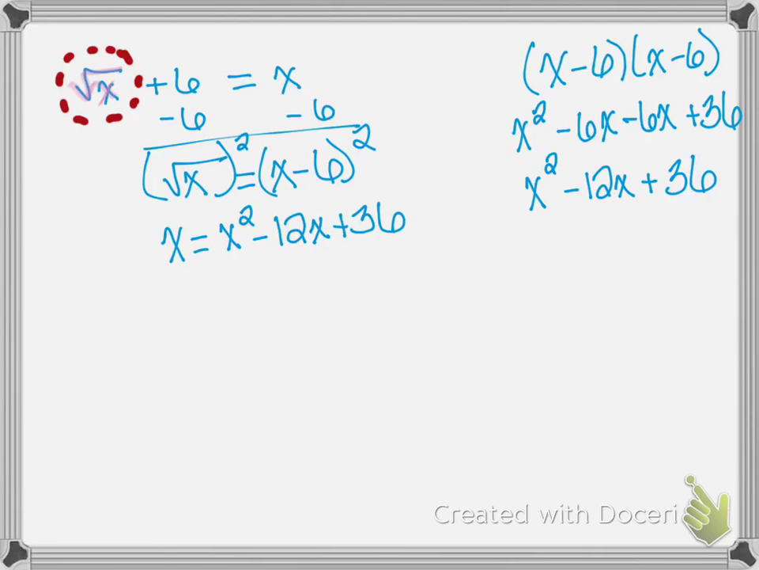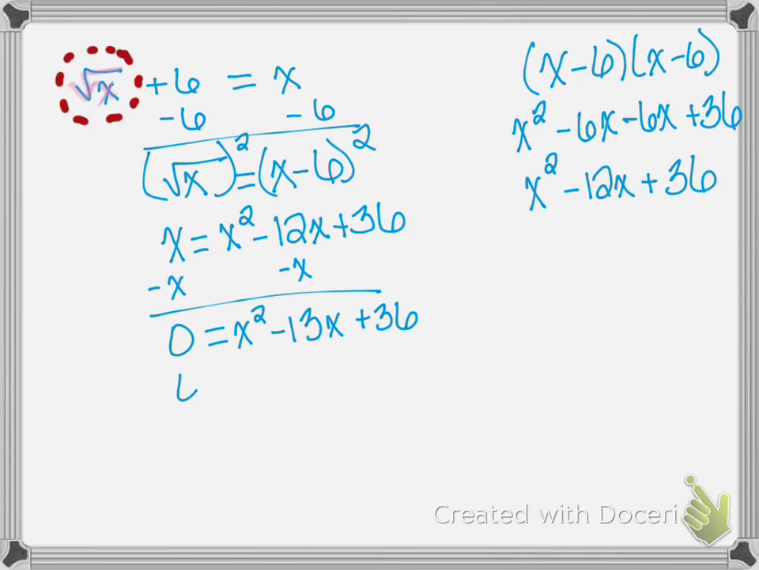This is a quadratic because it's squared. So I have to set it equal to what? Good. So I'm going to subtract x from both sides. 0 equals x squared minus 13x plus 36. And this can be factored.